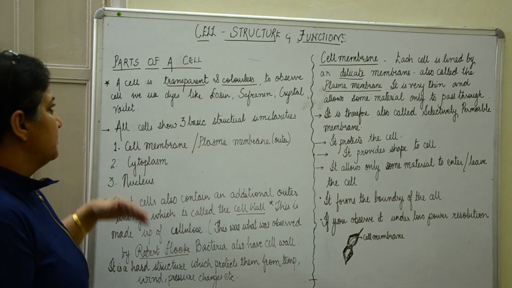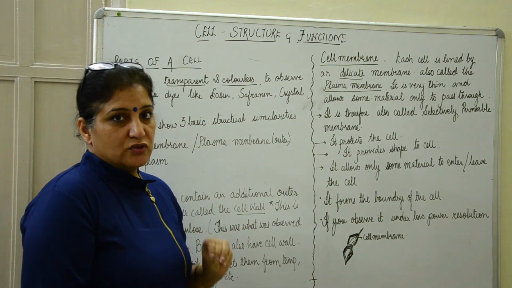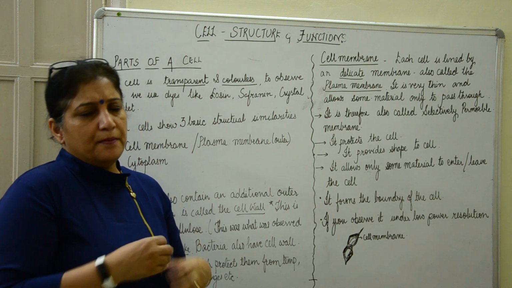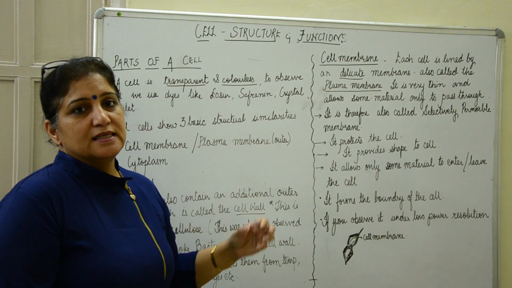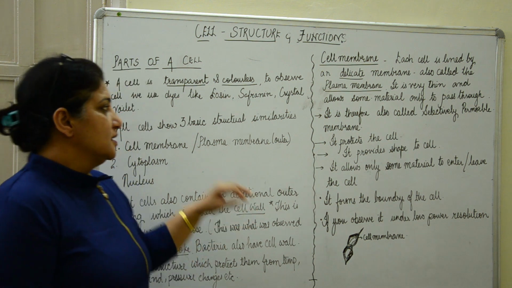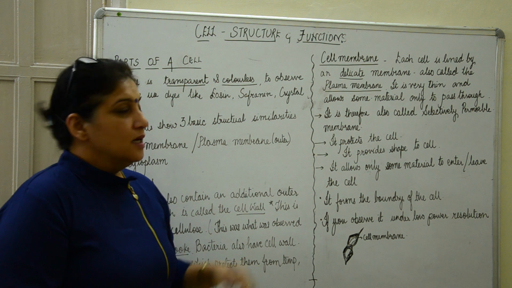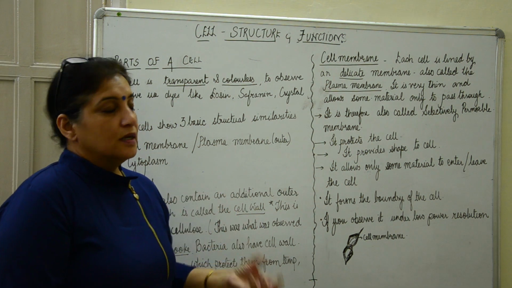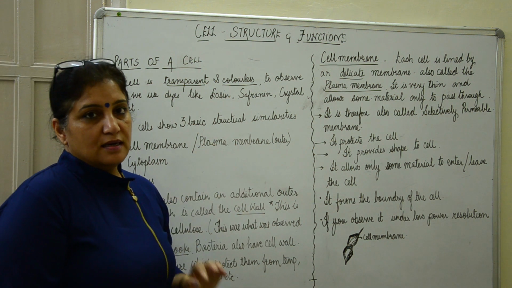Now coming on to the parts of a cell. All cells show three basic structural similarities. They are composed of three basic things, all of the cells. Apart from that, they might have one or two other things also, but these three things are present in all cells, plant, animal. All kinds of cells will show these three things. The first one is the cell membrane, which is the outer boundary. It is also called the plasma membrane. Next is cytoplasm, and the third thing is nucleus.